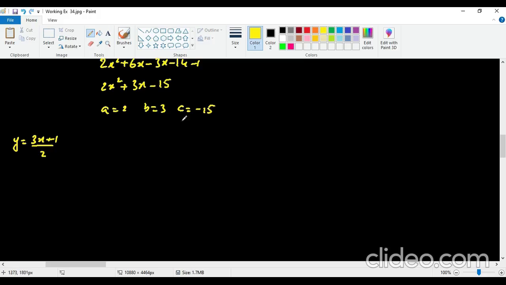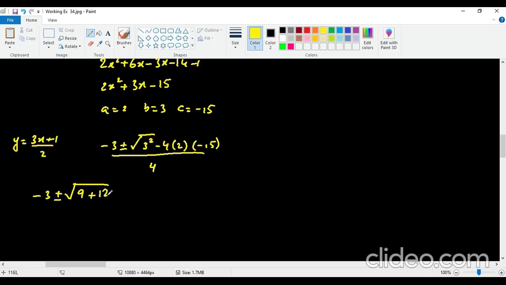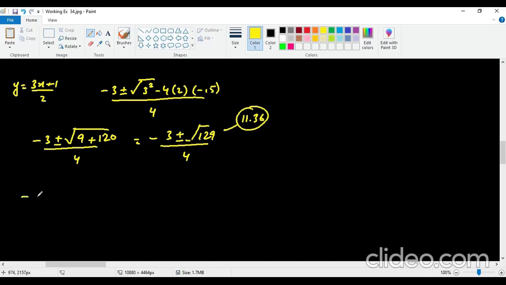So minus b, which is negative 3, plus minus the square root of b squared minus 4ac, over 2 times 2, which is 4. So finally it's going to give me minus 3 plus minus the square root of 9 plus 120 over 4. So it's going to give us minus 3 plus minus the square root of 129, and the root of 129 is 11.36. So I will use this value in further calculations. Minus 3 plus 11.36 over 4, and minus 3 minus 11.36 over 4.